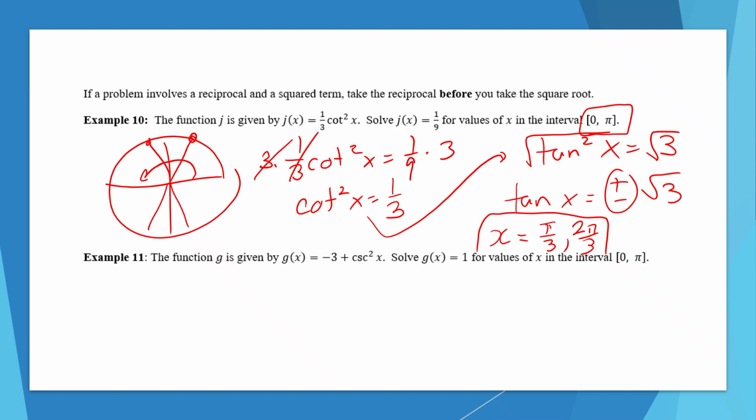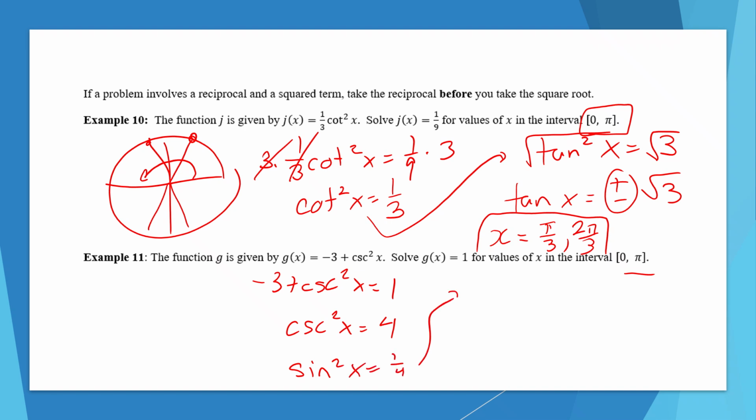Right, example 11. Here we have -3 plus cosecant squared x equals 1. Again, we're solving from 0 to pi. I'm going to add 3 to both sides to get cosecant squared x equals 4. Then I'm going to take the reciprocal of both sides. So sine squared x equals 1 over 4. And then take the square root to get sine of x equals plus or minus. And then the square root of 1 over the square root of 4 is 1 over 2. So plus or minus 1/2.